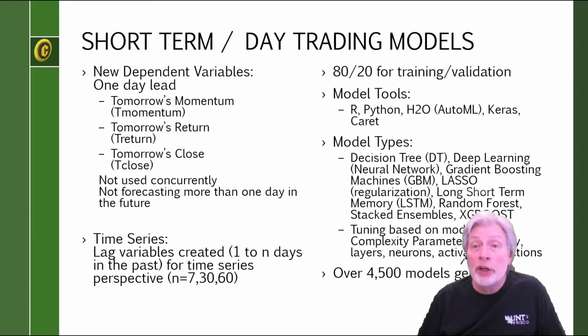So for this question, we're going to look at building some models. First, we had to set up our new dependent variables. They were based on the 1-day lead time of our existing key variables, so we can predict tomorrow's values. As this was short-term or day trading, we only needed to predict 1 day in the future. So 3 1-day lead variables were created. It was tomorrow's momentum, tomorrow's return, and tomorrow's closing price.